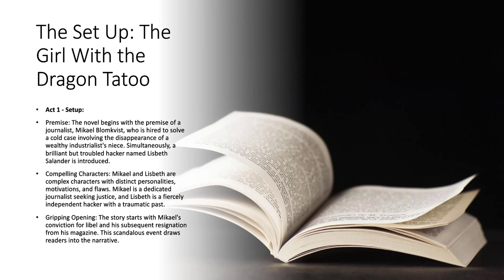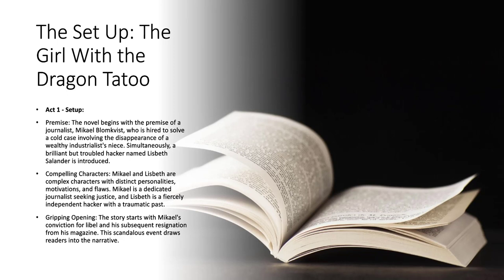the setup. So we're going to take this from The Girl with the Dragon Tattoo, the setup. Premise. The novel begins with the premise of a journalist, Mikael Blomkvist, who is hired to solve a cold case involving the disappearance of a wealthy industrialist's niece. Simultaneously, a brilliant but troubled hacker named Lisbeth Salander is introduced. So you have compelling characters. Mikael and Lisbeth are complex characters with distinct personalities, motivations, and flaws. Mikael is a dedicated journalist seeking justice, and Lisbeth is a fiercely independent hacker with a traumatic past.